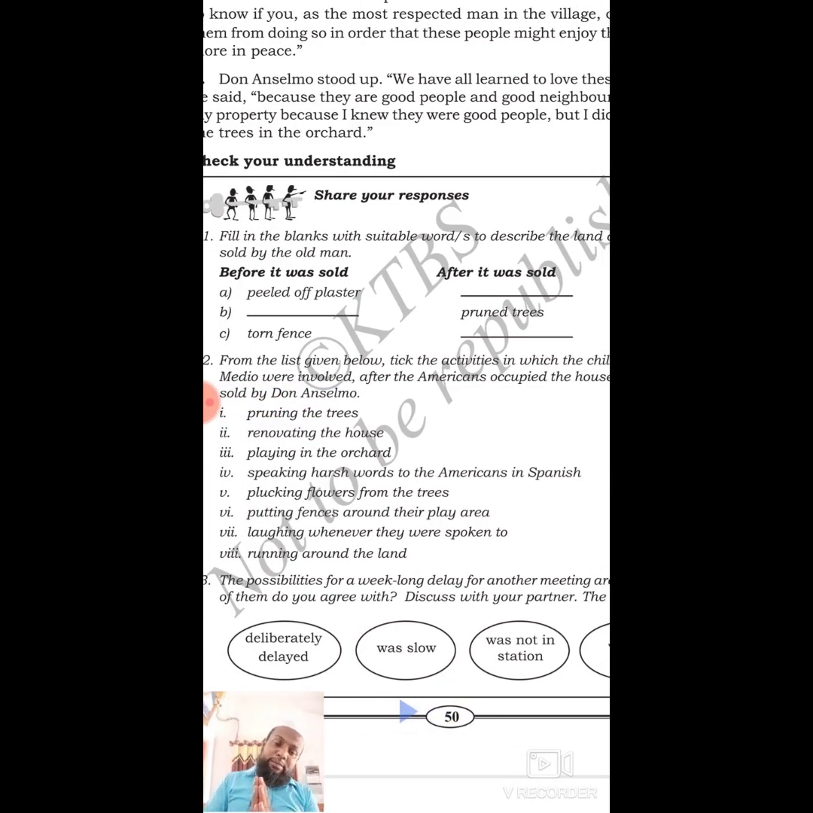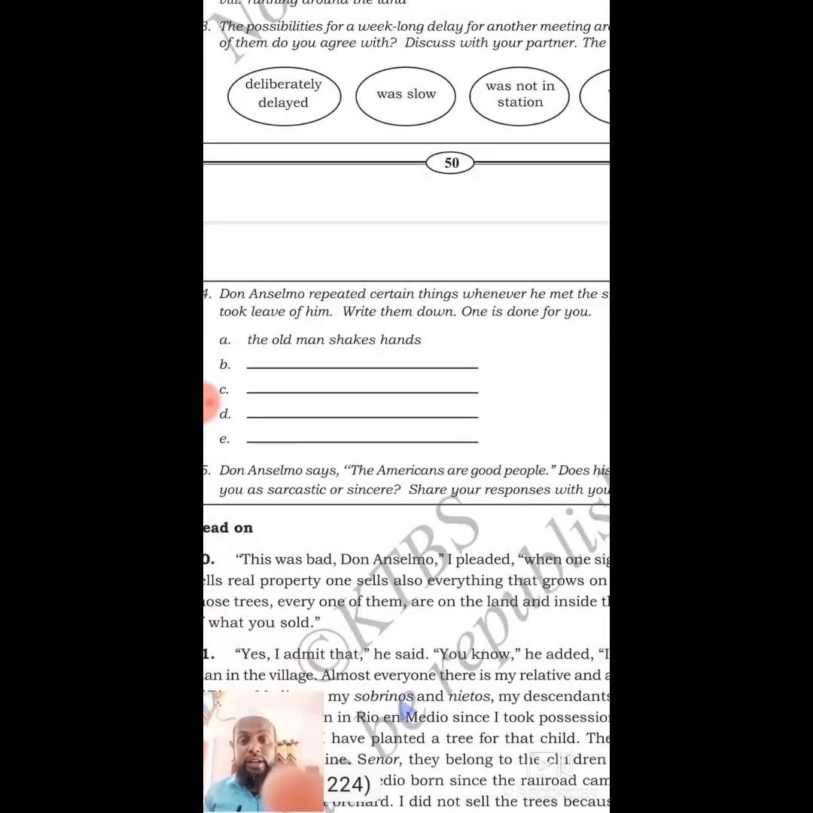We made an agreement. We have sold the land. I do agree with that. I sold the land, not the trees. Why is he saying this? Next paragraph. He said, I sold the land and house, not the trees. Why is he telling that? A very important point.